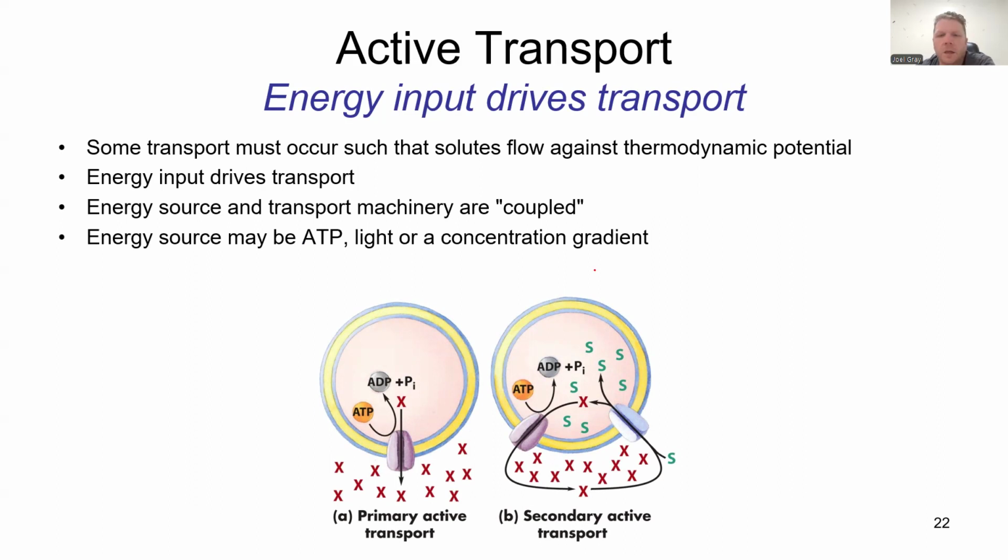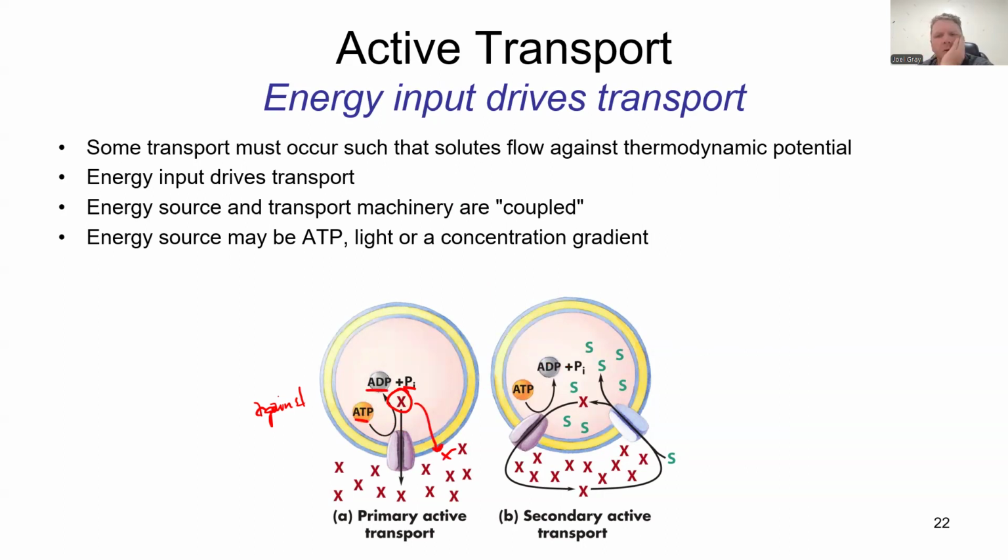Here, what we've got is a pair of types of transport. We've got this molecule X right here, moving from low concentration to high concentration. So it's going against its gradient. And this particular protein can hydrolyze ATP into ADP and Pi. And when it does that, it can harness the energy from that hydrolysis to take X and move it right here. So that's primary active transport. Now, secondary active transport.